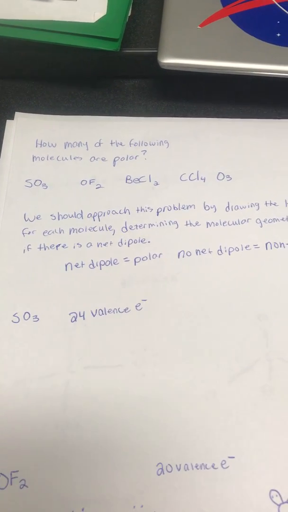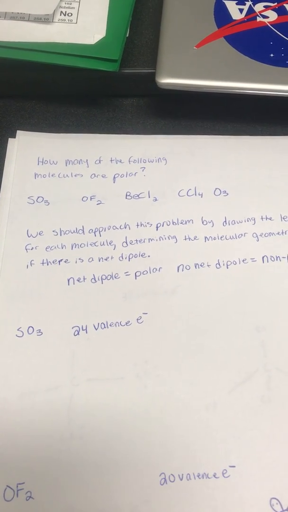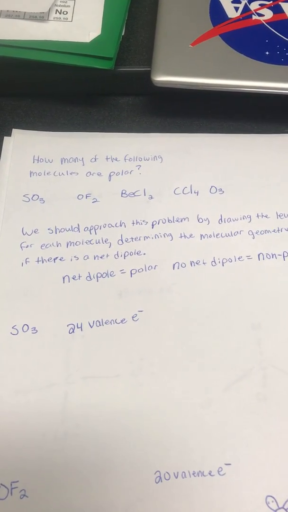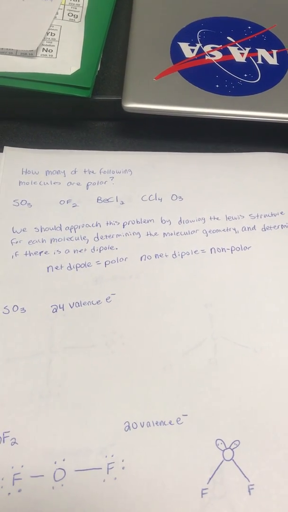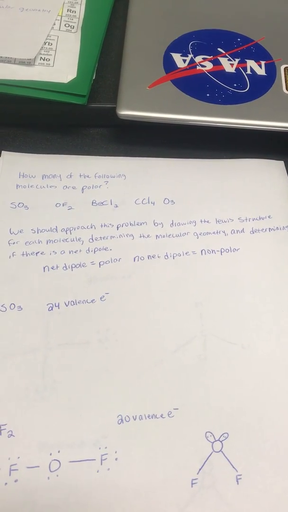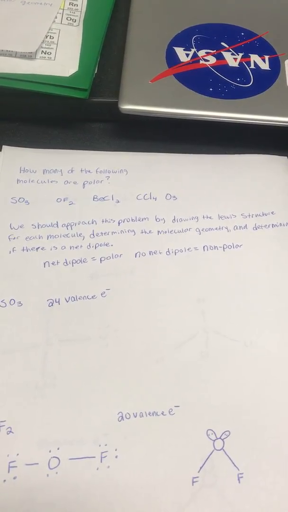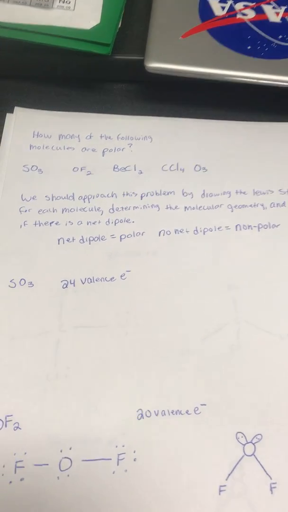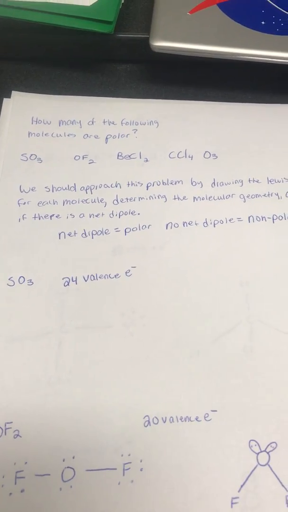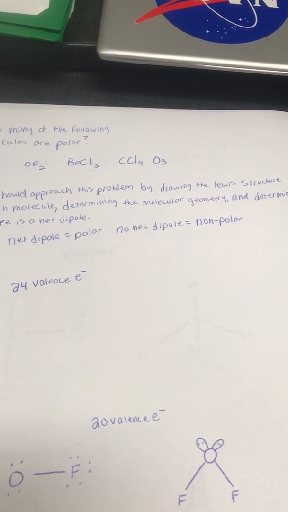So we have a problem here that asks us how many of the following molecules are polar, and it gives us 5 different molecules. We should approach this problem by drawing the Lewis structure for each molecule, determining the molecular geometry, and determining if there is a net dipole. We know that if there is a net dipole on the molecule, then it will be polar, and if there is no net dipole, it will be nonpolar.